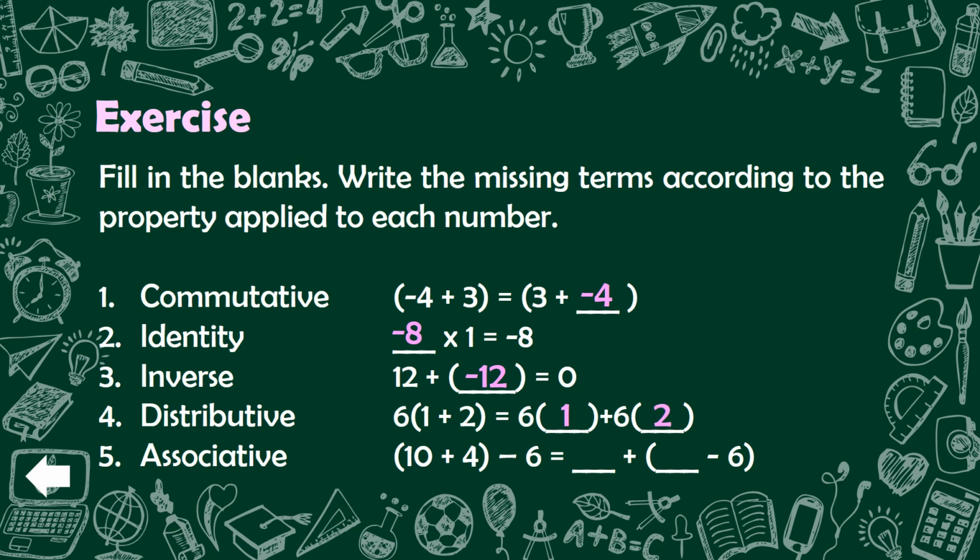And last, number 5, associative property. We have quantity 10 plus 4 minus 6 is equal to blank plus quantity blank minus 6. What are the missing terms? That's right. In the first blank, it should be 10 and the second one should be positive 4. Well done!